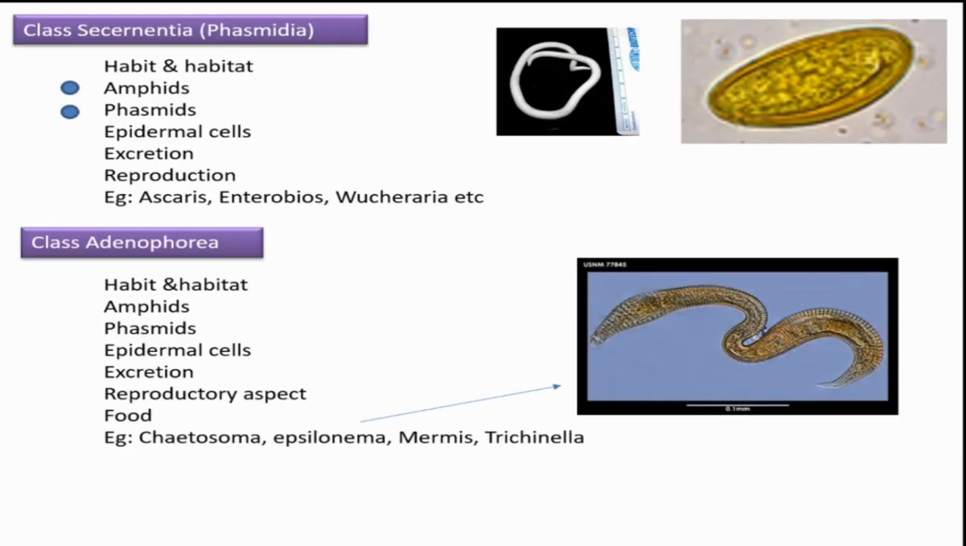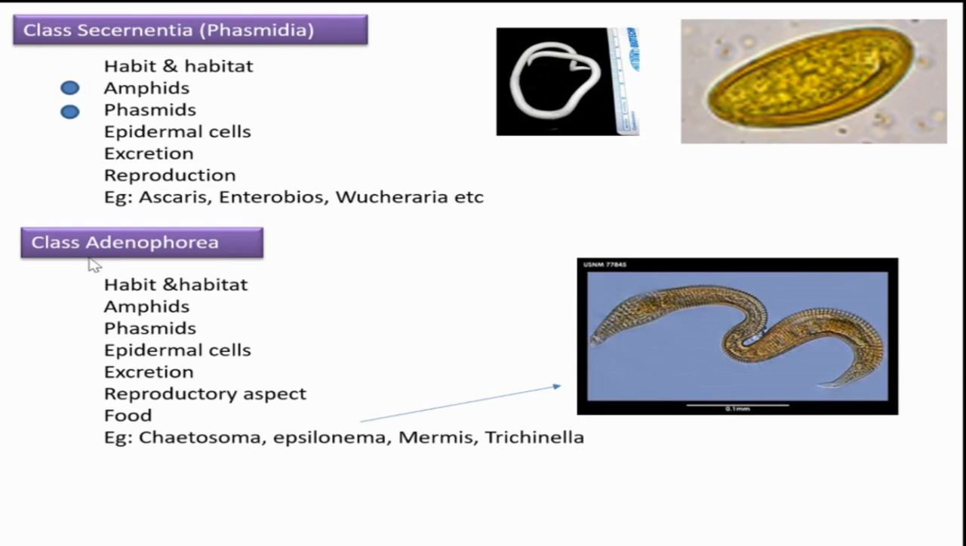Then what about its epidermal cells? Epidermal cells of Secernentea are uninucleated or multinucleated. Regarding excretion, excretory glands and canals are present for eliminating body waste. Then coming to reproduction, in the case of male, only one testis is found in Secernentea. Examples are Ascaris, which is this one, and Enterobius, also shown here.